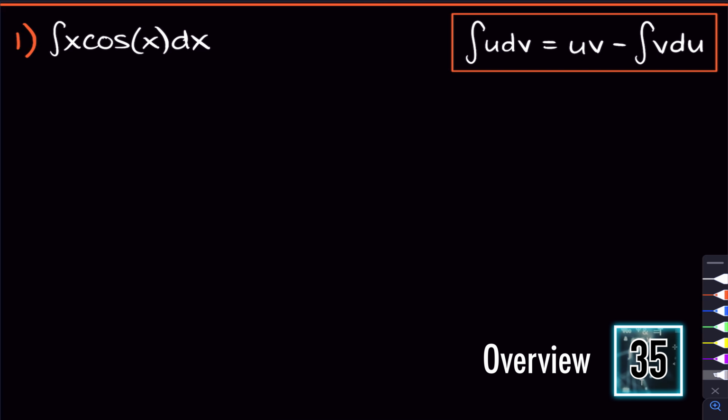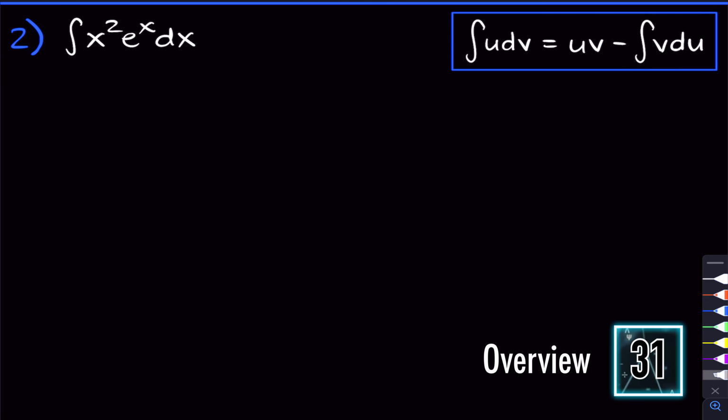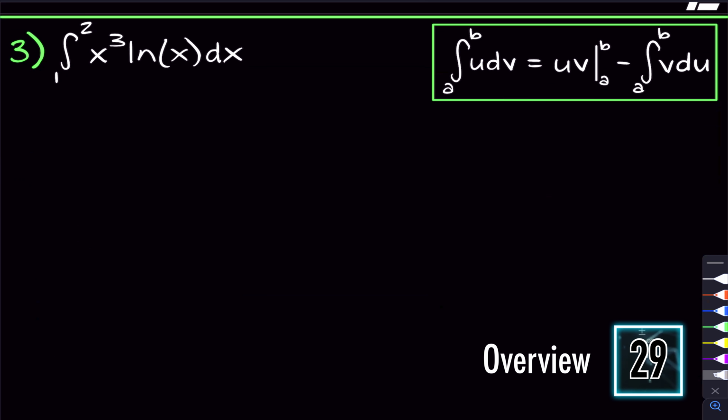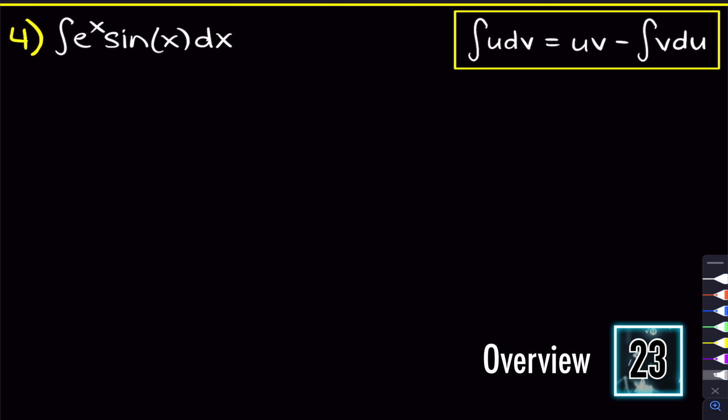In the first problem, we're only going to have to integrate by parts once, but in the second problem, we'll have to integrate by parts twice. And in the third problem, I'll give you an example of integration by parts where we have a definite integral. And then in the last problem, we'll go through a special case of integration by parts where we have to integrate by parts twice and then add an integral to the other side. It's pretty weird, but we'll get it done.